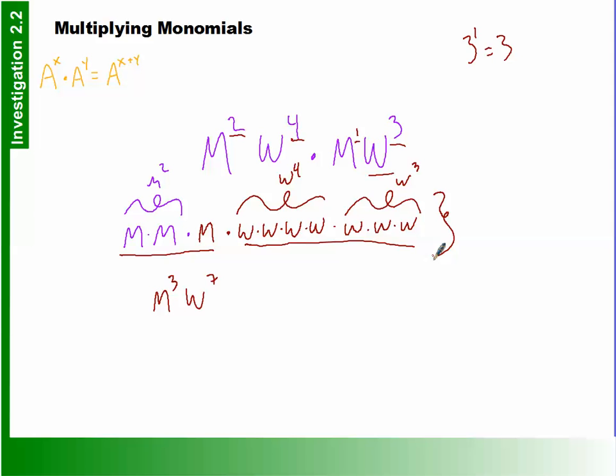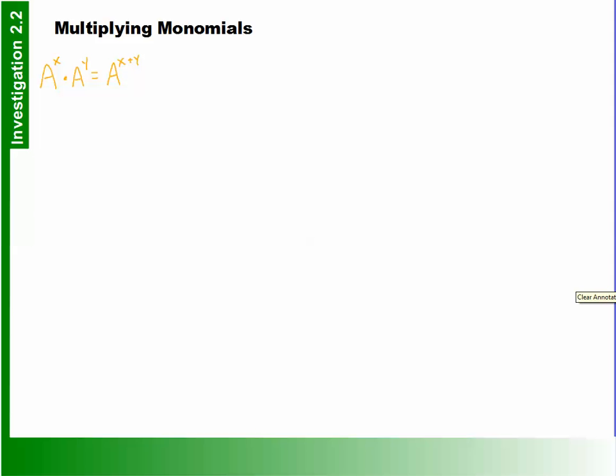So let's try one more. This one's going to have two variables again, and incidentally, I can have as many letters as I want in these type of problems, and they'll work out just fine. So let's try this one.